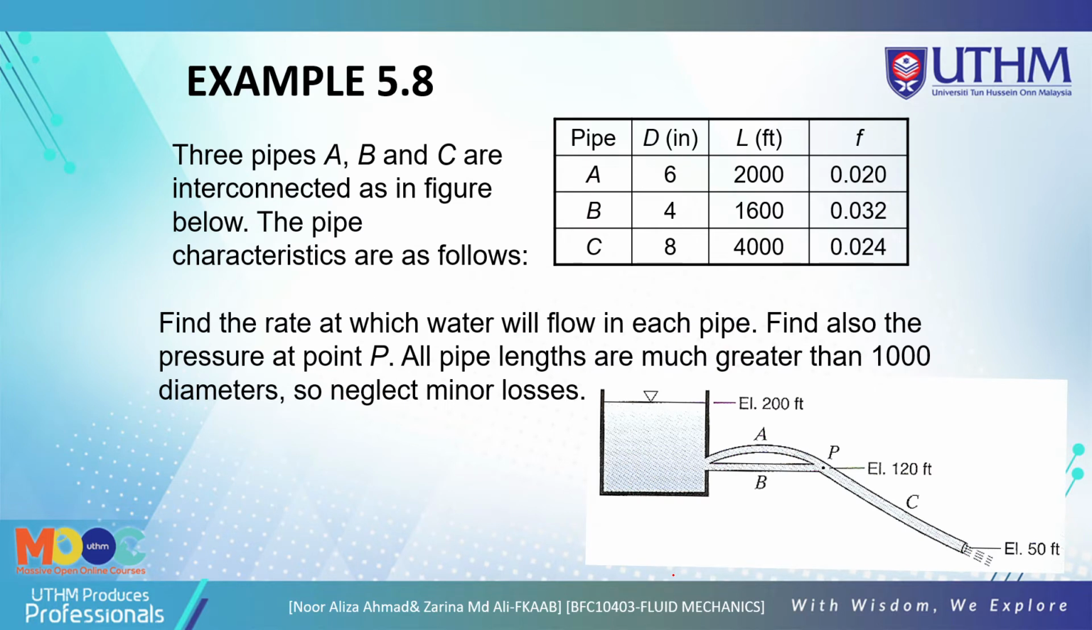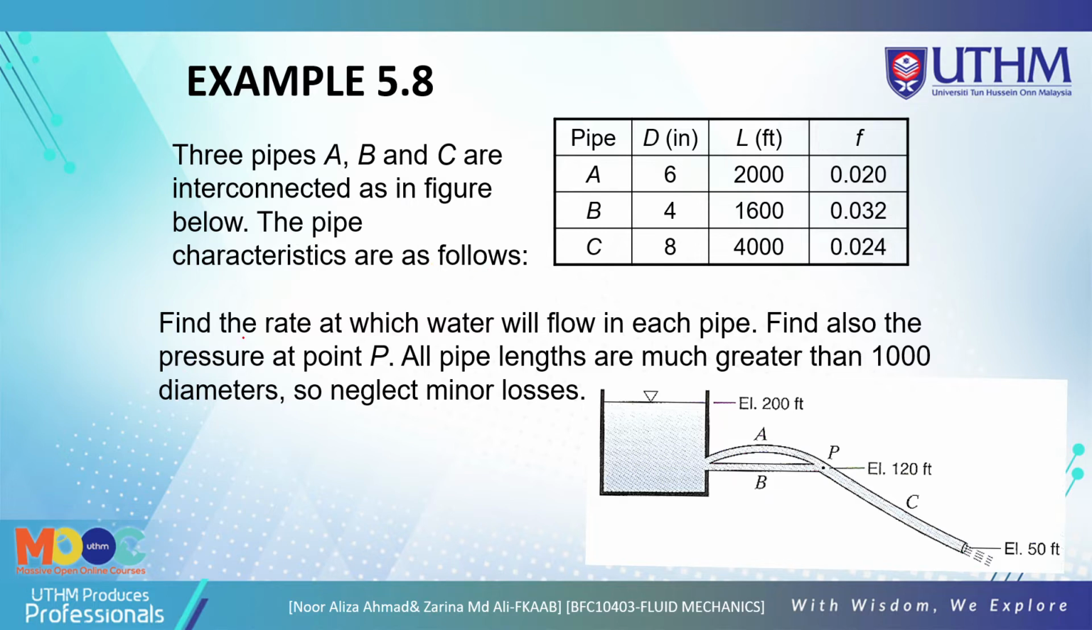Okay, so now we look at an example here. This example is using the US unit. There are 3 pipes A, B, and C, combined. Pipes A, B, and C are interconnected as in the figure below. The pipe characteristics are as follows.